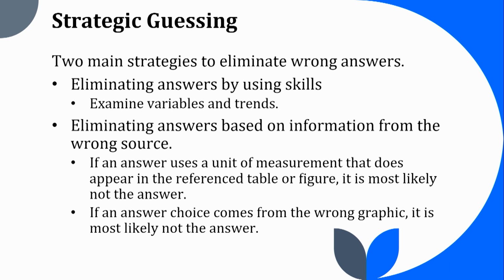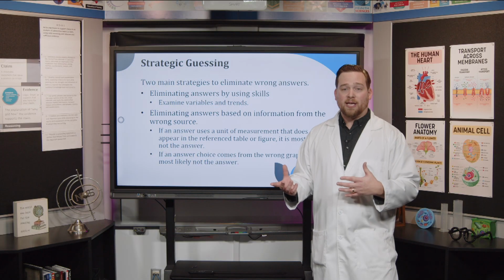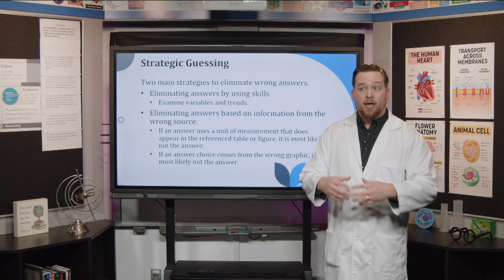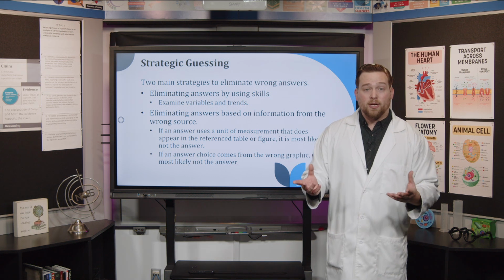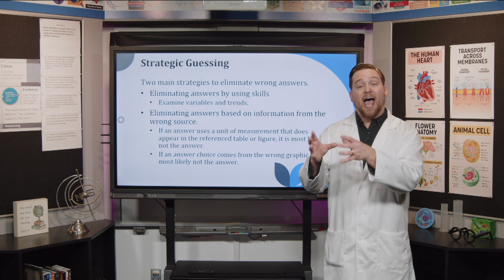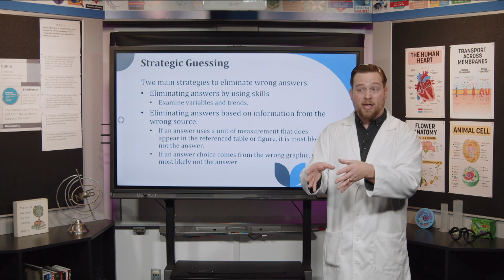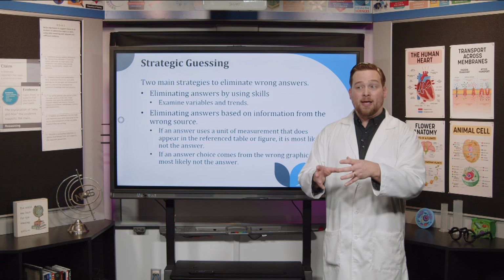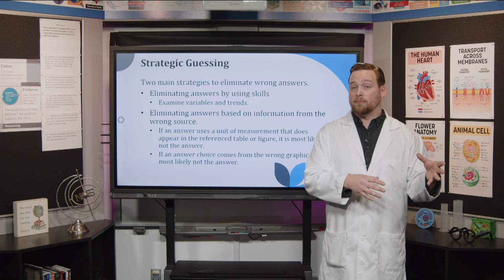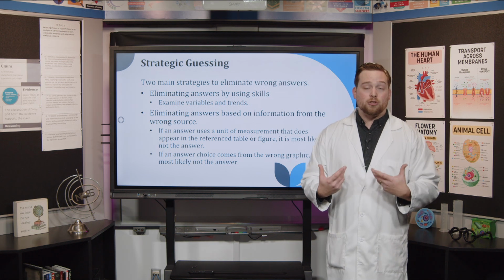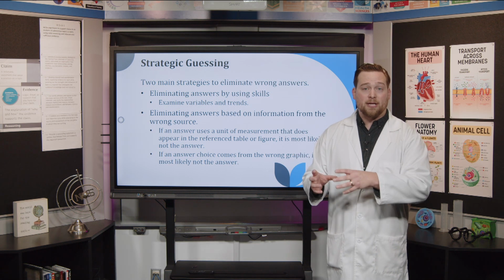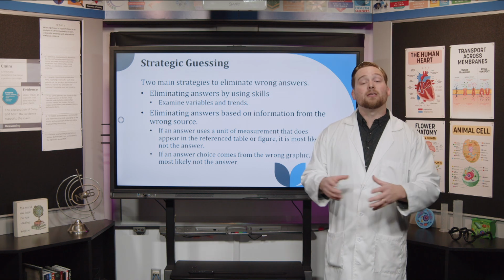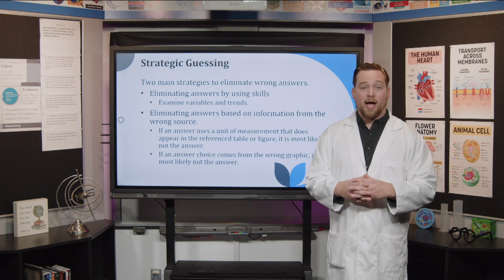If an answer choice comes from the wrong graphic, it is most likely not the answer. We've been looking at a lot of these questions recently, and most of them tell you exactly where to look. They'll say, look at figure 1, examine figure 2, or consider figure 3. If it tells you that, the answer has to come directly from where it told you to. That's just the way the ACT is set up. If it tells you to go look somewhere, the answer is not going to come from a different part of the passage. So we can use that to our advantage. If it tells you to go look at figure 2 and then some of the answer choices are based off of information in figure 3, they're not right. You can eliminate those, and now you've got a 50-50 shot at guessing correctly.